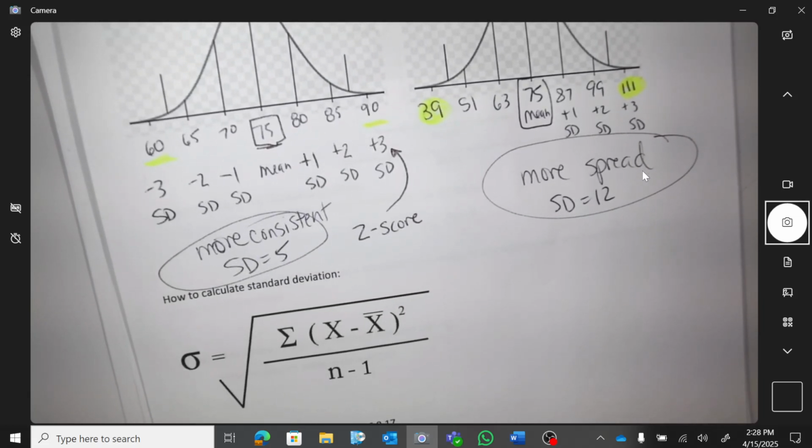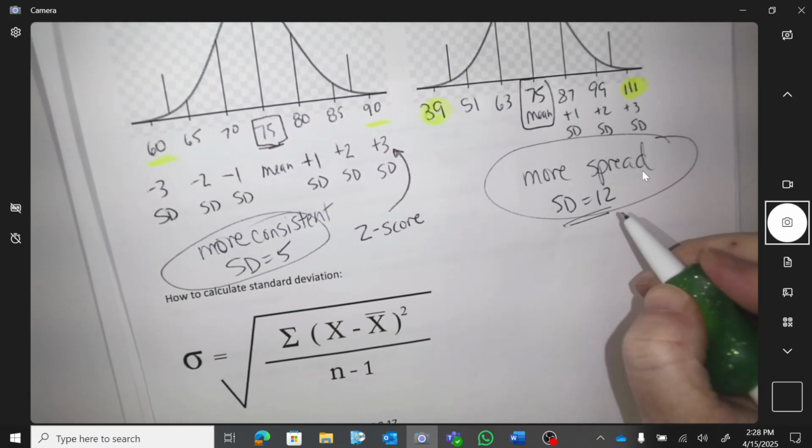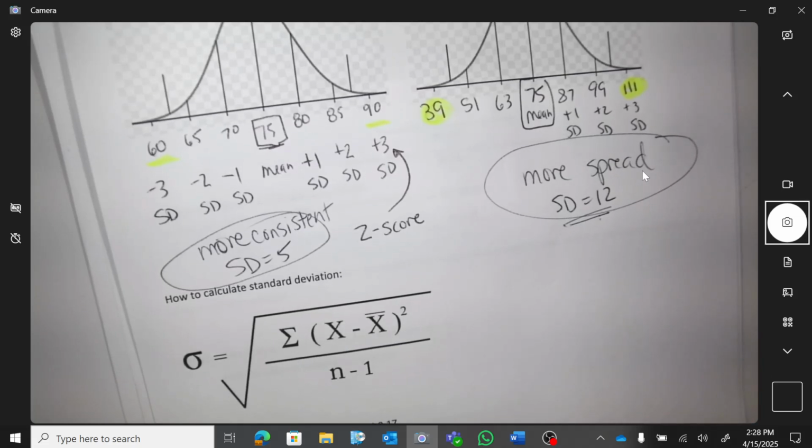Can you see what the pattern would be? If this is higher, more spread. The higher that value, the more spread out your data. So this number is important. The smaller the standard deviation, the more your data is grouped close; the higher, the more spread out.